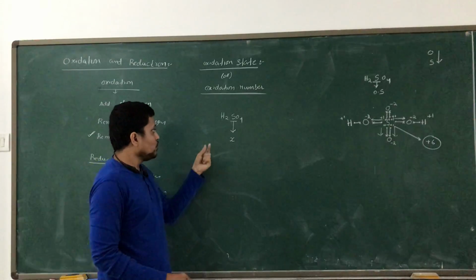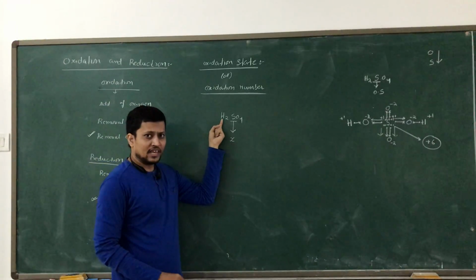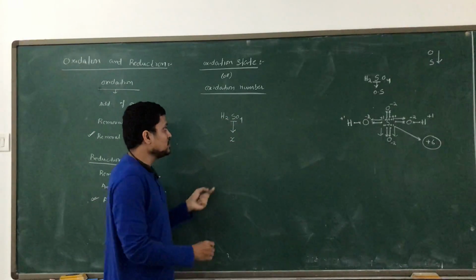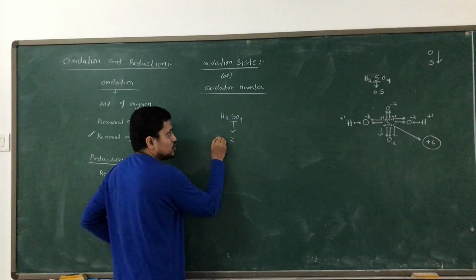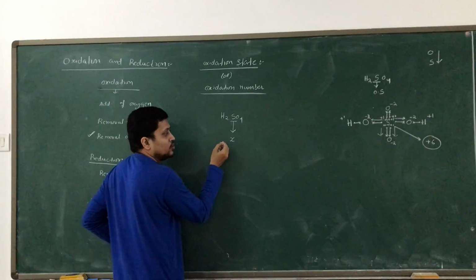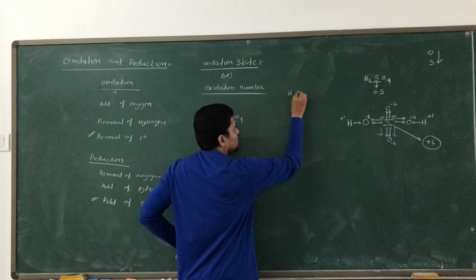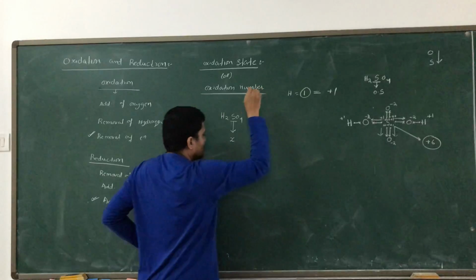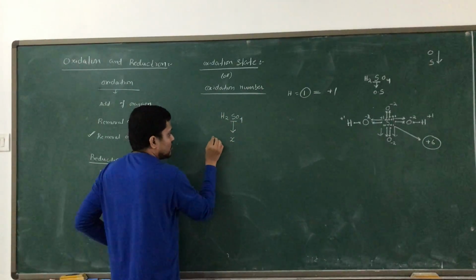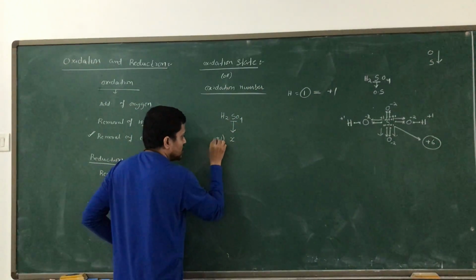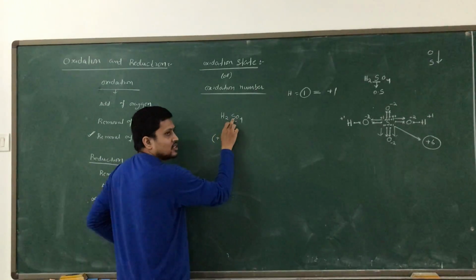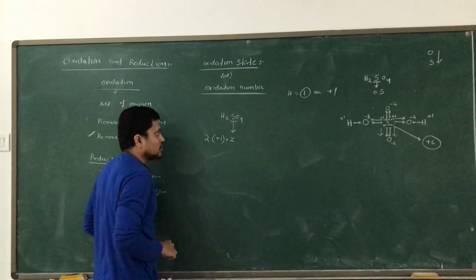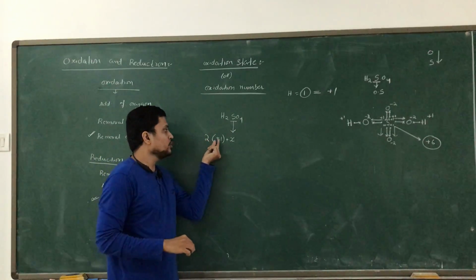2 hydrogens. And we know that the electronegativity of hydrogen is less than sulfur, which means hydrogen is going to be positive, it is going to lose the electron. Hydrogen has only one electron to lose, so after losing it, it becomes +1. So normally we have +1 charge on hydrogen when it has a bond with sulfur or oxygen. How many hydrogens do we have? 2. So 2 into +1.